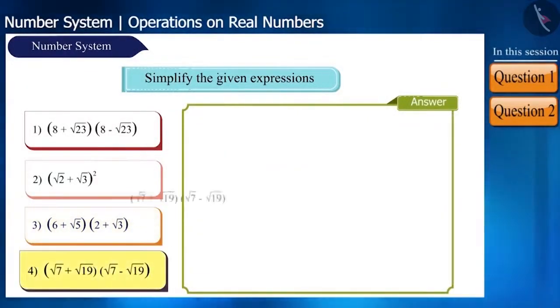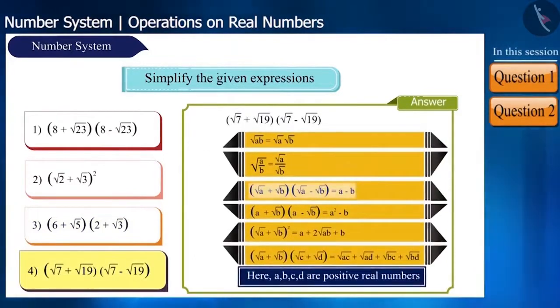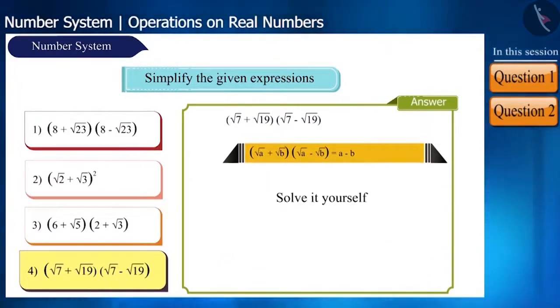Now let's take the last expression. This identity is in the form of root a plus root b, root a minus root b is equal to a minus b. Solve it yourself.